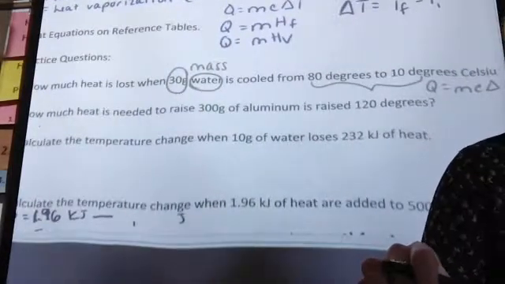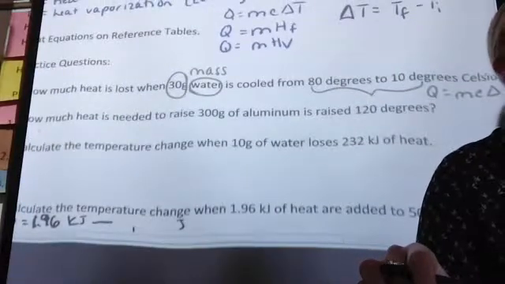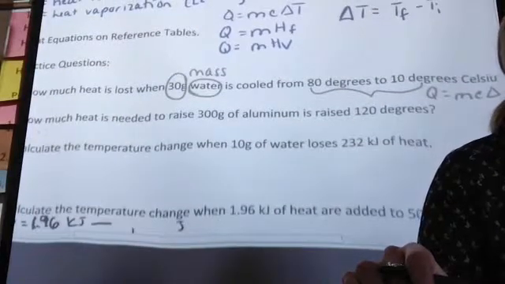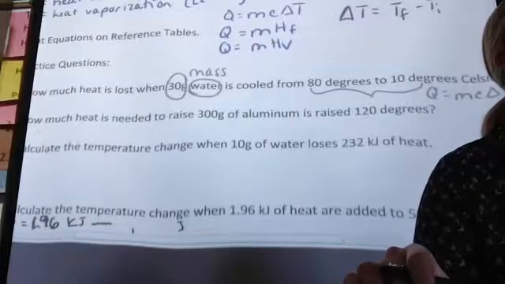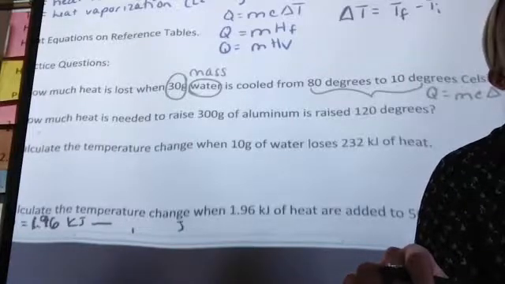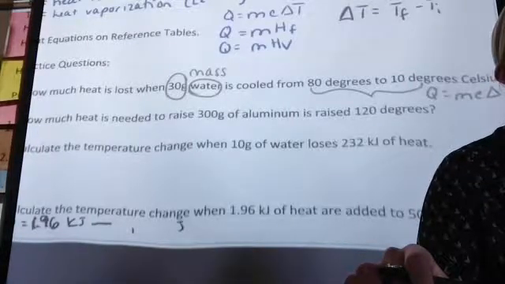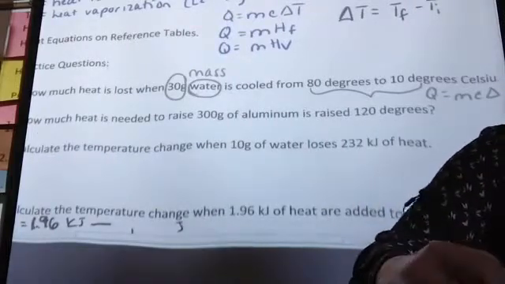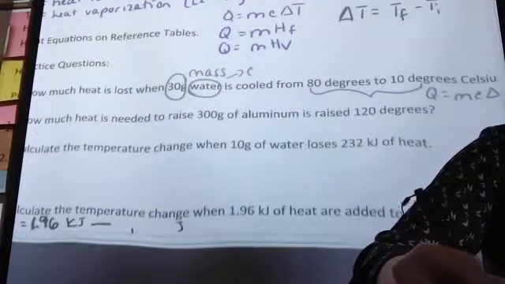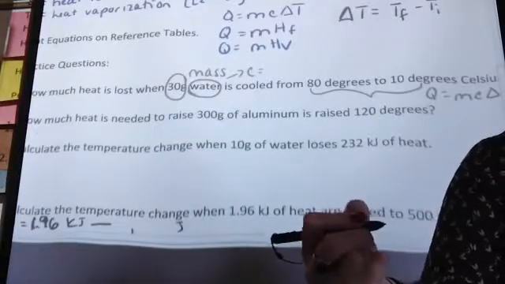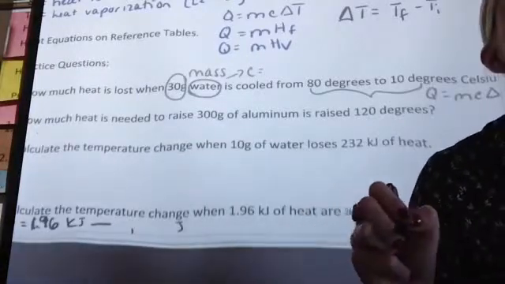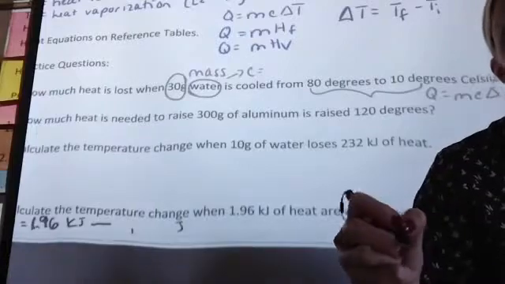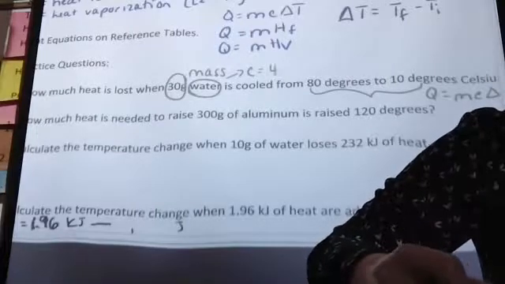Water is a solid, anything below 0 degrees Celsius. From 0 degrees Celsius to 100 degrees Celsius, water is a liquid. Above 100 degrees Celsius, water is a gas. I'm dealing with water in the liquid phase. The specific heat of water as a liquid, which is on the front side of your reference tables, is 4.18.